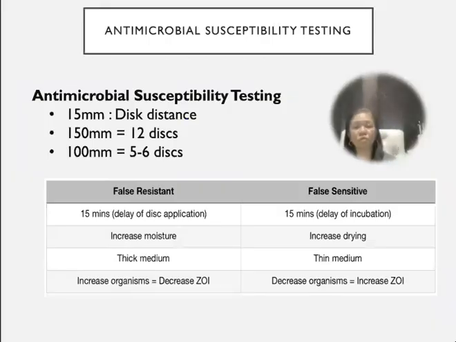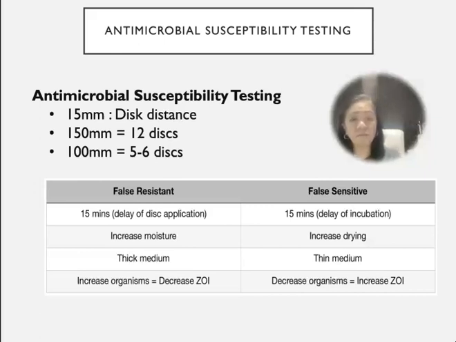Okay? So, ang antimicrobial susceptibility testing natin is very specific dapat. So, if you're going to use yung 150 mm, dapat lang yan 12 discs. Yung maliit lang, pwede tayong 5 to 6 discs. Remember, approximately around 15 mm ang disc distance natin. Okay? So this is a list of reasons why we have false resistant and false sensitive reactions.